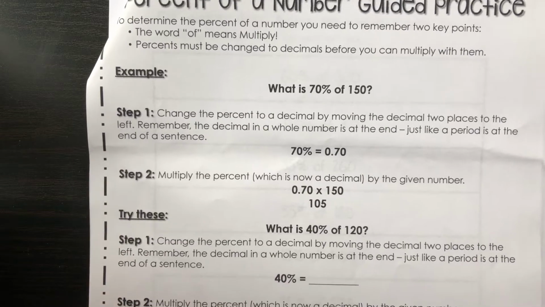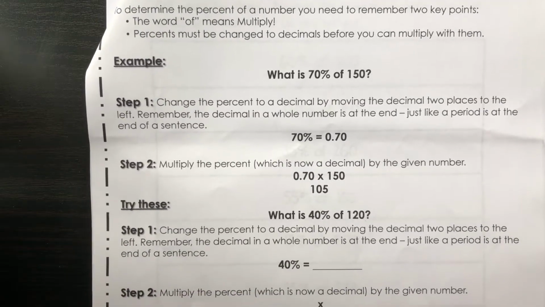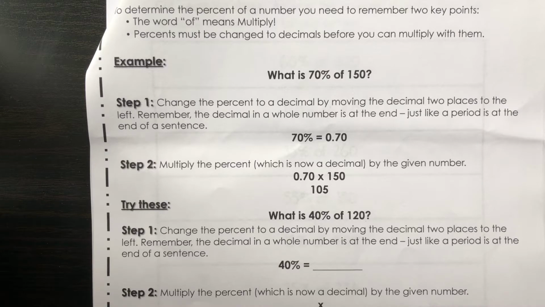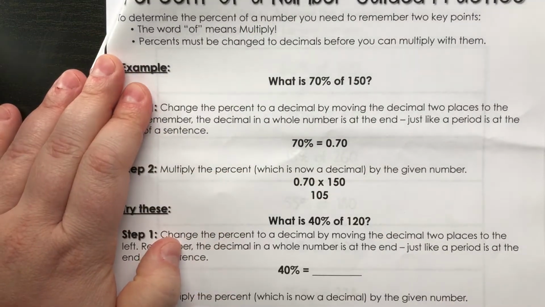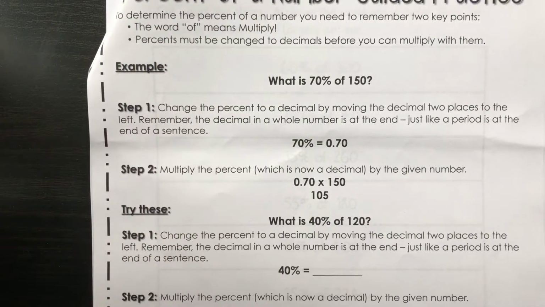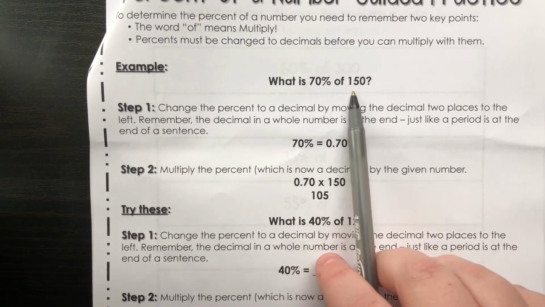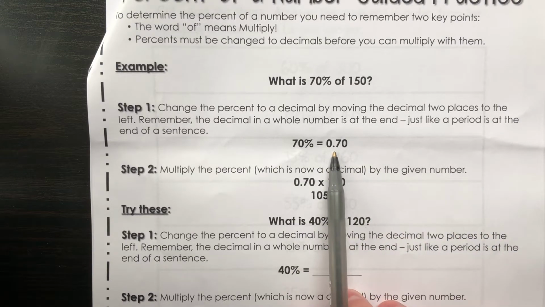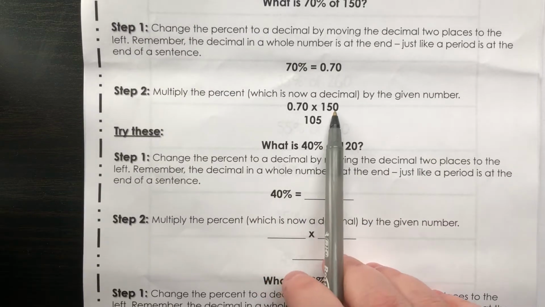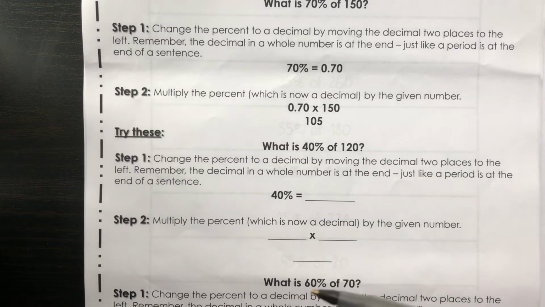All right, so the first thing, we're going to go through this just to make sure that you're all on track with finding the percents of a number. Remember, the word of means to multiply, and percents are changed to decimals, and then you multiply. Our first example says 70% of 150. So you change the percentage to a decimal, and then you multiply that times the number to get the percent of a number. We're going to do that a couple times and then move on.